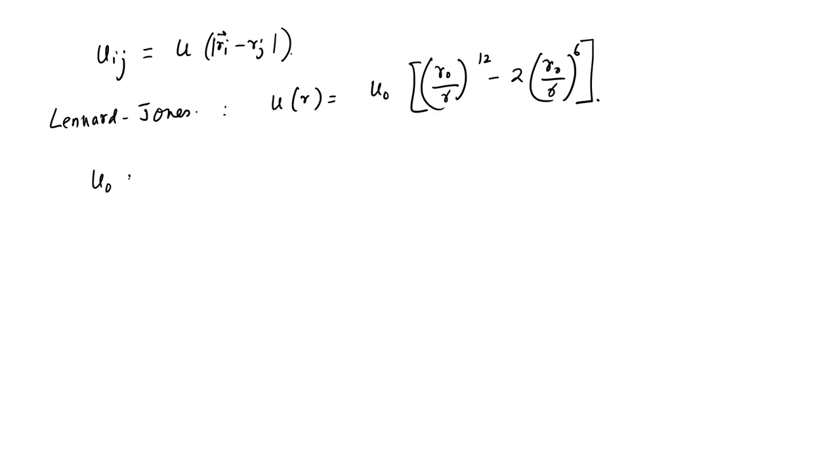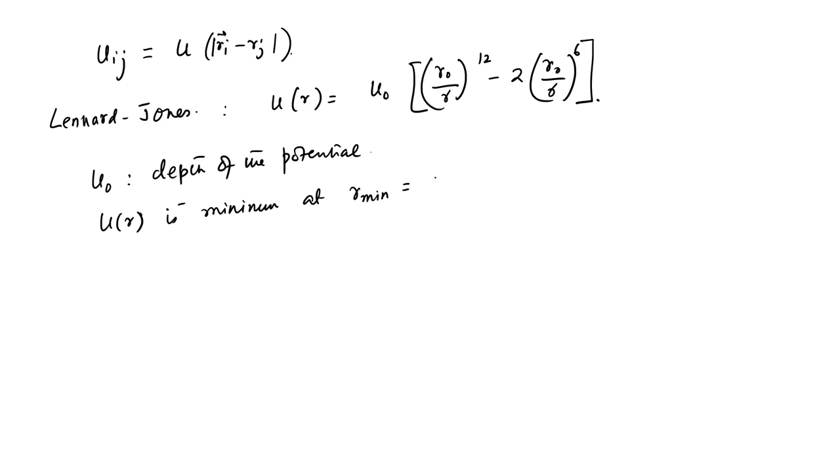So u0 denotes the depth of the potential, and r0 is the distance, or rather this r_min, where this potential is minimum. So this u of r is minimum at some r_min, which is equal to 2 to the power 1 over 6 times r0 and so on. So one can plot it and see the properties of this potential, and it's called a Lennard-Jones potential, and it's usually the one that is considered there.